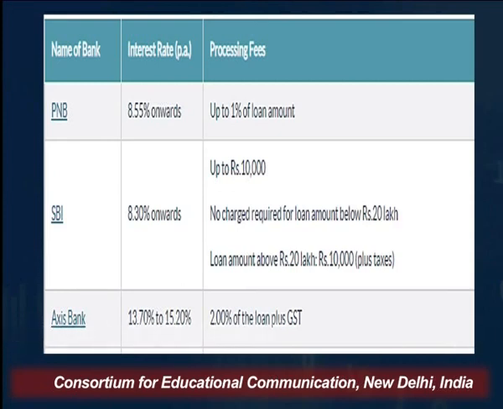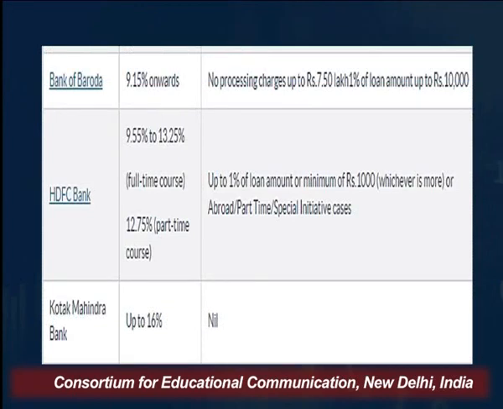So, if you talk about the different types of banks and the different types of loans, there is a variation. In case of Bank of Baroda, it is 9.15%. In case of HDFC, it is 12.75%. Kotak Mahindra is giving at 16%. So, there is a variation in the interest rates, but it starts from 7% and varies till say 20% also.